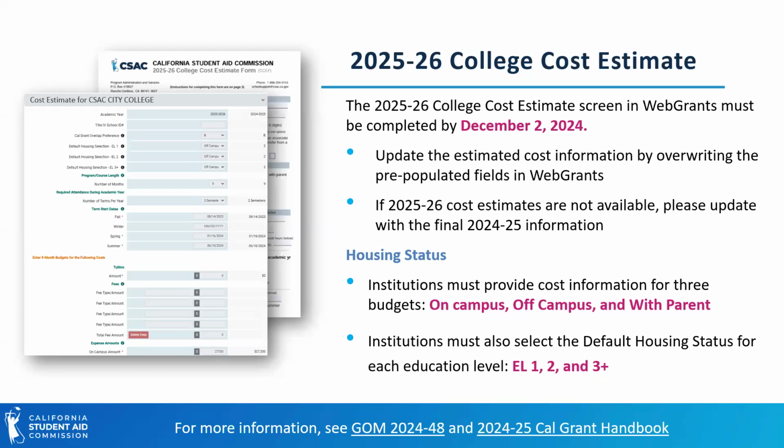Now, for more information, we do have a very recent operations memo. That's 2448 linked at the bottom. And then also there's much more information about the college cost estimate process within our Cal Grant handbook. So make sure you take a look at that.